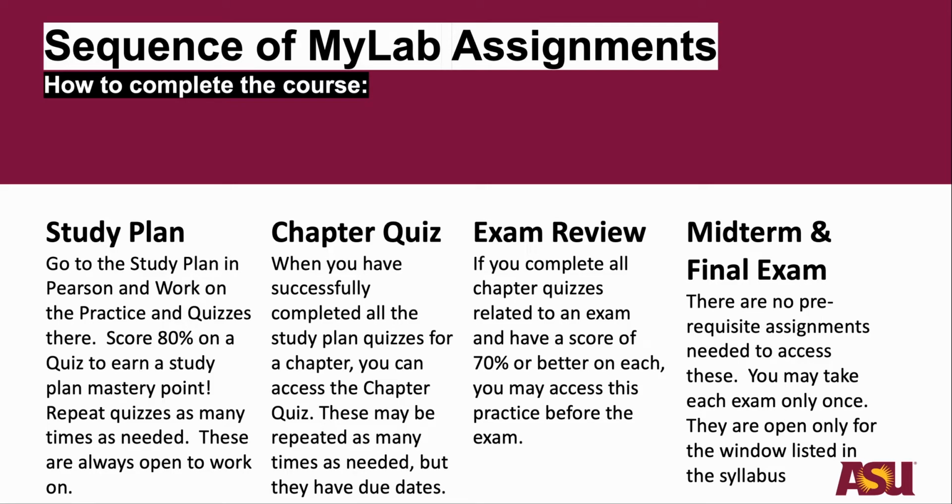When you've successfully completed all the study plan quizzes for an entire chapter, you can access the chapter quiz. You can work on these early if you'd like. They can also be repeated as many times as needed. They do have due dates by which your grade is finalized. But if you work ahead in the study plan, you can have plenty of time to repeat these chapter quizzes and improve your score as well as your understanding of the material. If you get 70% or better on each chapter quiz associated with an exam, you'll get access to an extra assignment, the exam review. You do need to have 70% or better on each of those in order to access it, but it does not count in your grade.